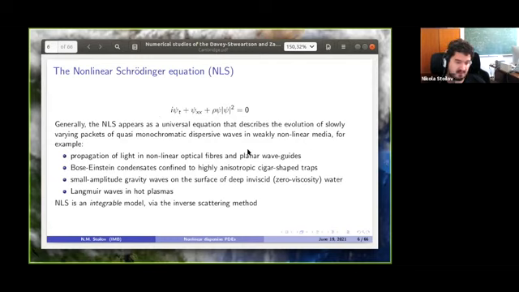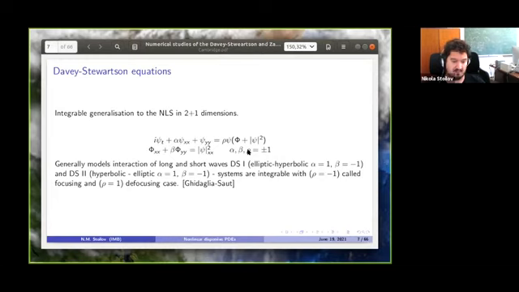So the starting point is the nonlinear Schrodinger equation in one dimension. This is a universal equation, describes evolution of slowly varying wave packets, and finds applications in nonlinear optical fibers, Bose-Einstein condensates, gravity waves, and plasma models. This particular NLS equation is integrable. There is an inverse scattering method for it.